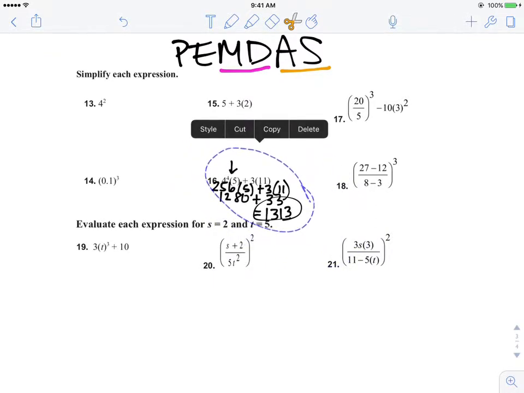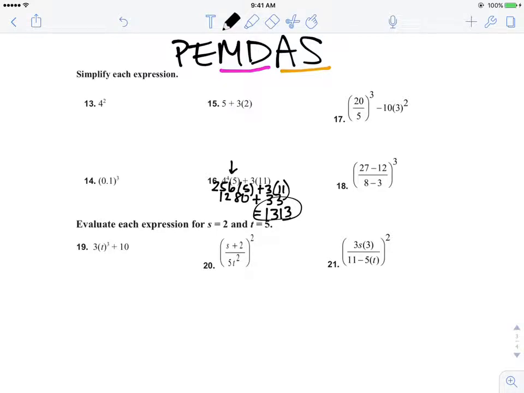Awesome. Let's try number 18. There's parentheses, exponents, it's a fraction. Oh my goodness, there's so much going on. For this one, we do have parentheses, and this time they act as a grouping symbol. The parentheses are around more than one operation. So what we want to do is simplify inside the parentheses first, which means we'll start by subtracting 27 minus 12. 27 minus 12 gives us 15.